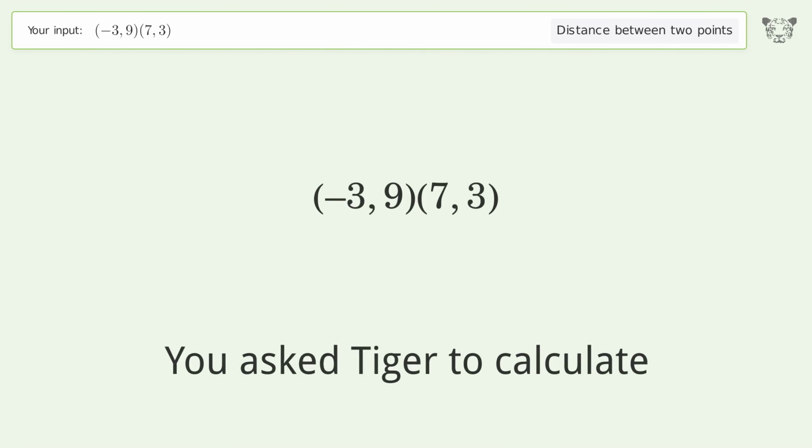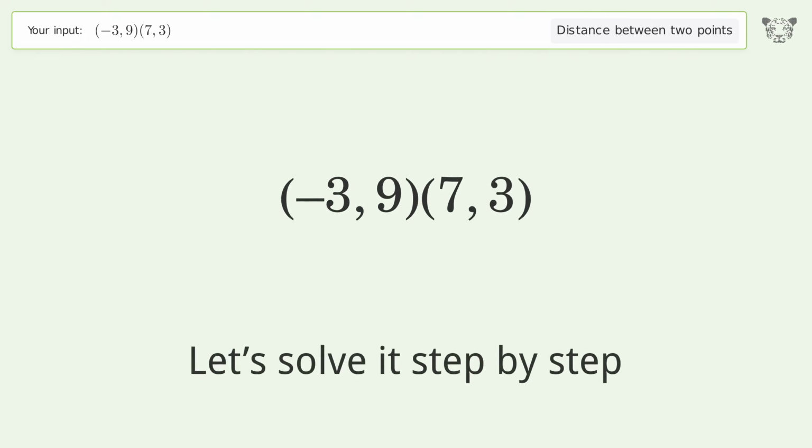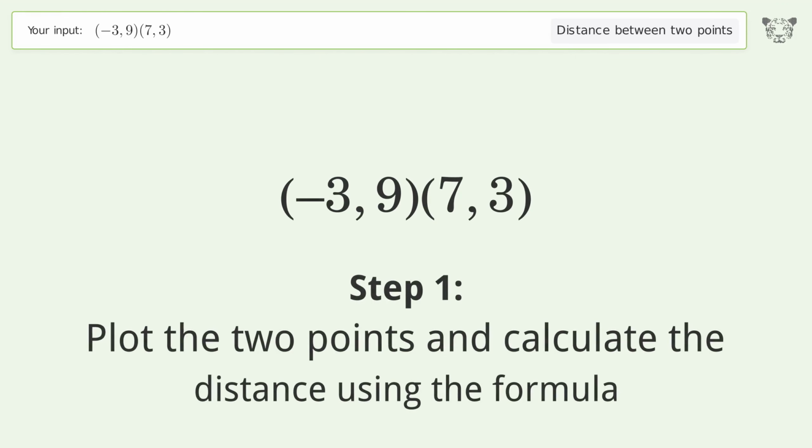You ask Tiger to calculate. This deals with the distance between 2 points. The distance between the 2 points is the square root of 136, or 11.662. Let's solve it step by step. Plot the 2 points and calculate the distance using the formula.